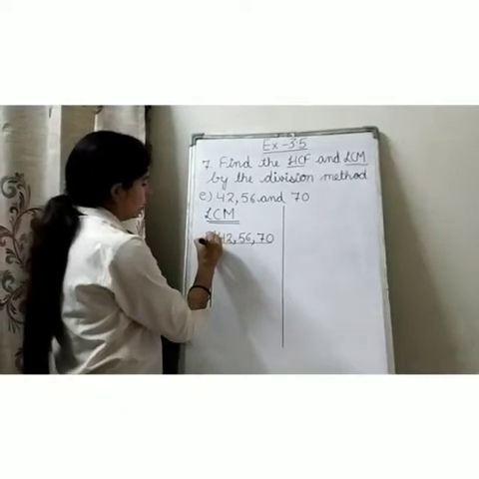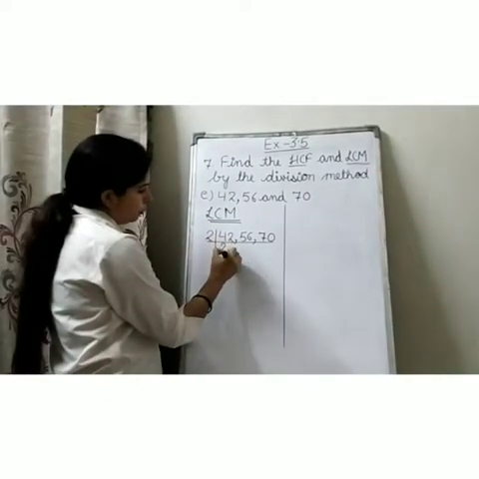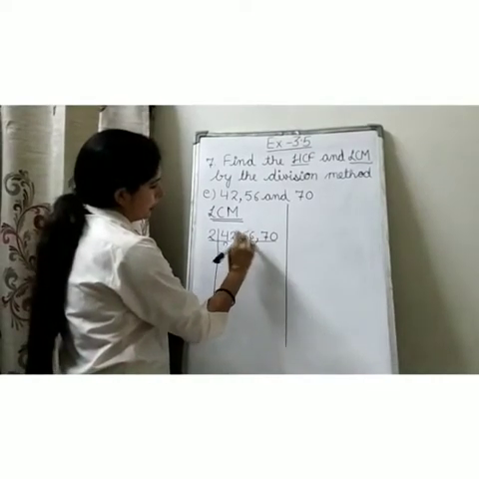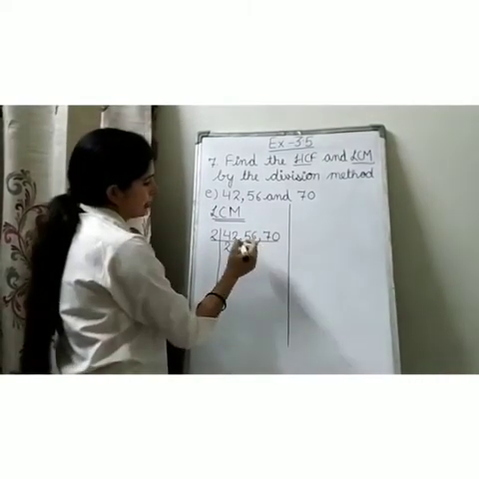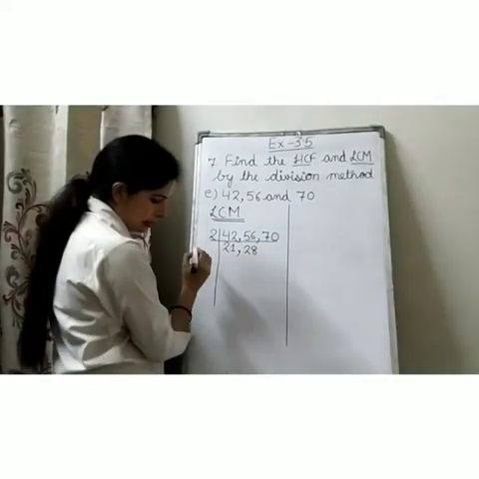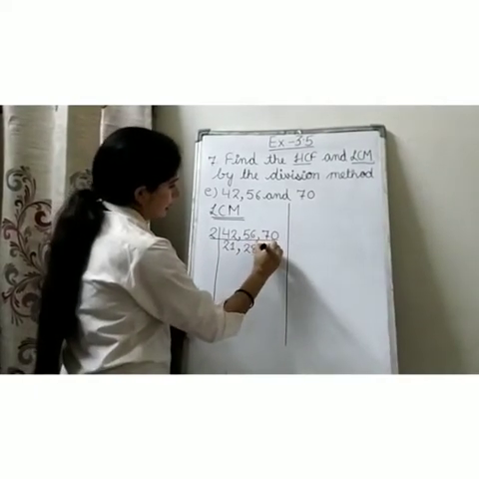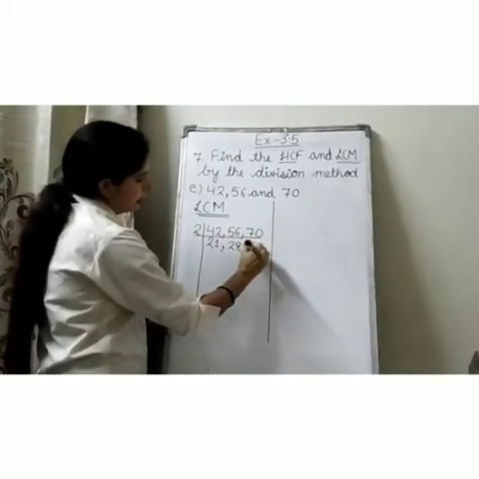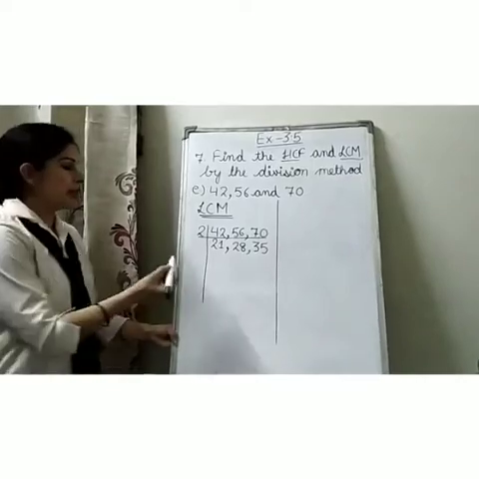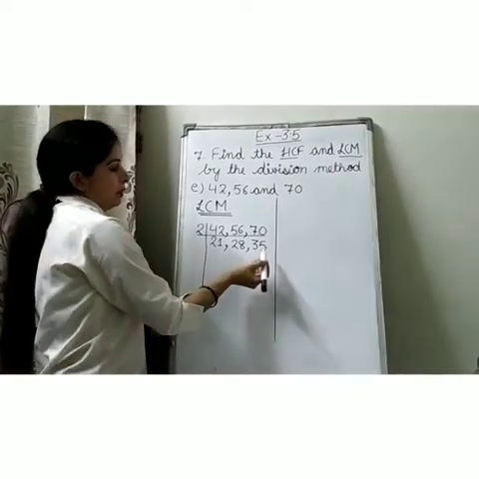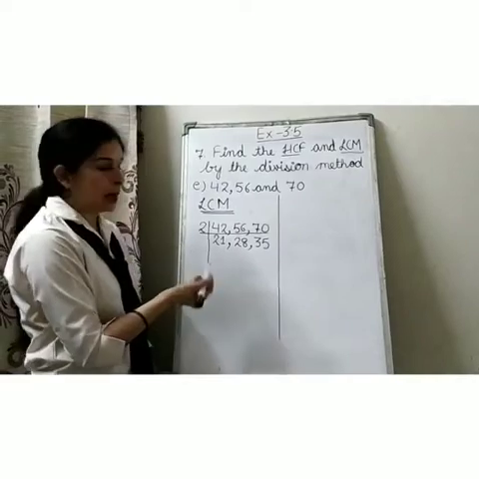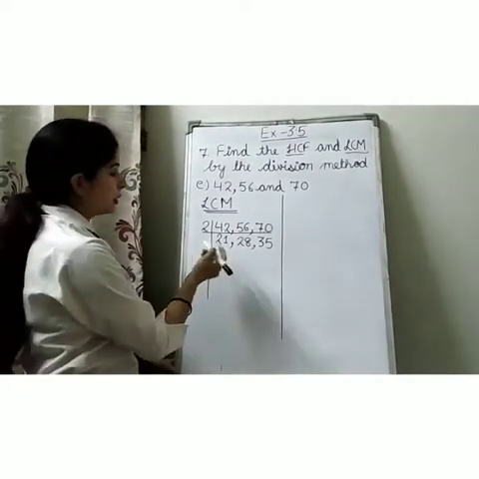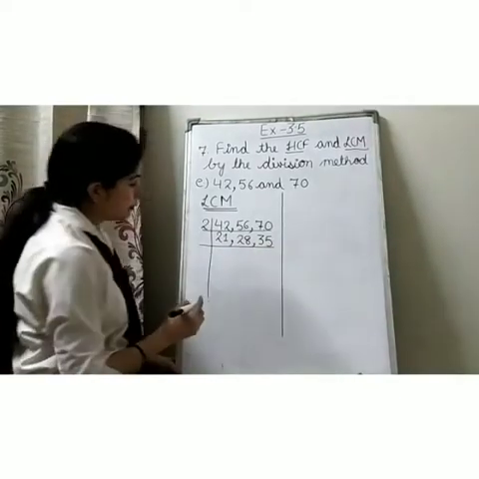So start dividing. 2 2s are 4, 2 1s are 2. Next 56. 2 2s are 4, 1 remainder, 1 6 16, 2 8s are 16. 2 3s are 6, 1 remainder, 10, 2 5s are 10. Fine. Now we will check whether these numbers are divided by the next prime number. These two numbers are odd. So these cannot be divided by an even number.